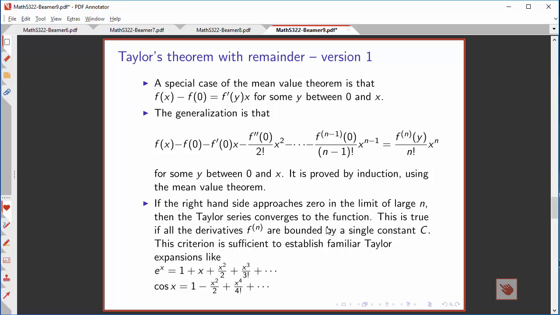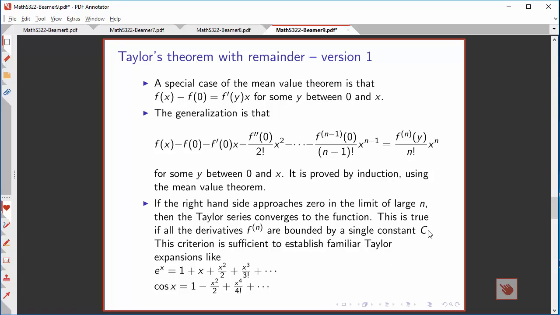Now, why is this theorem useful? Well, suppose we can show that for large n, the right-hand side here approaches the limit of 0. That would be the case, for example, if we can show that the nth derivative can never exceed 1 in absolute value. Then we've shown that if you take the function and subtract off the Taylor series, you get 0. The Taylor series not only converges, it converges to the function.